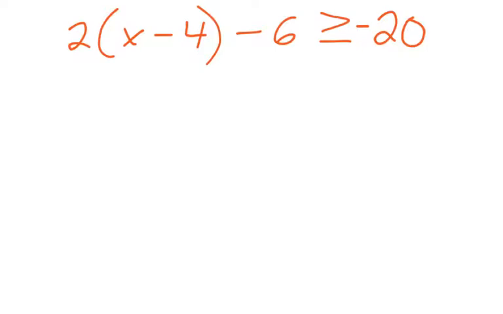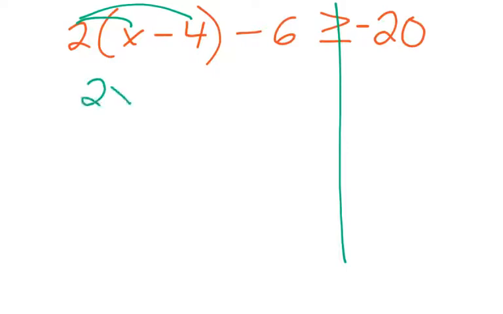Here's our first example. 2 times the quantity x minus 4 minus 6 is greater than or equal to negative 20. So we're going to draw our cool line through the inequality sign, which separates our two sides. We do have parentheses in this problem, so we're going to distribute the 2 to every term inside the parentheses. 2x minus 8. Remember, we're multiplying. We bring down the negative 6 since it's not inside the parentheses and rewrite our problem.